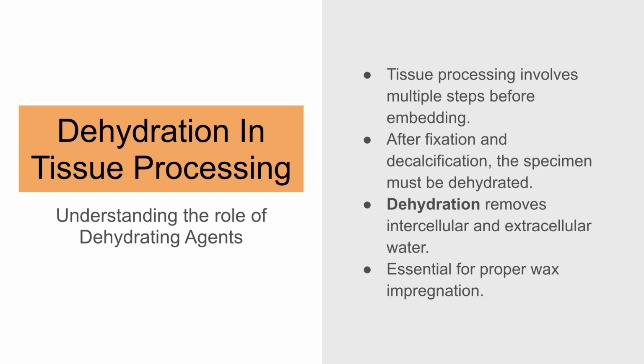After fixation and decalcification, which are the two vital initial steps, the next phase is dehydration as the third step. This step is essential as it prepares the tissue for the embedding process. During dehydration, we remove both intracellular and extracellular water from the specimen. This is a crucial step because excess water can interfere with the embedding medium and affect the integrity of the sample. Dehydration is not just about removing water, it's fundamentally about ensuring proper wax impregnation.